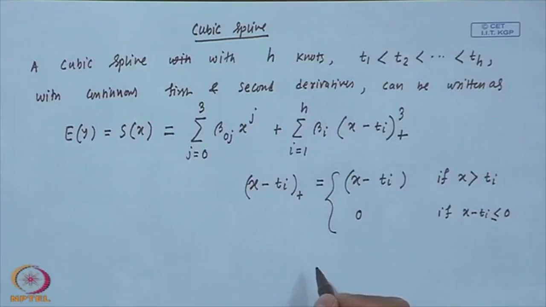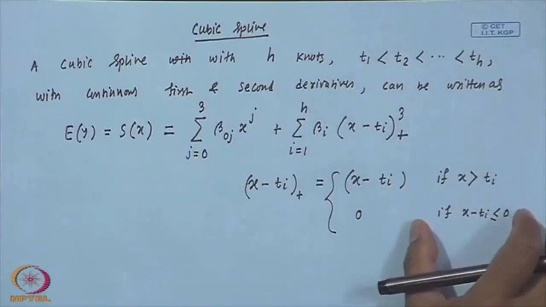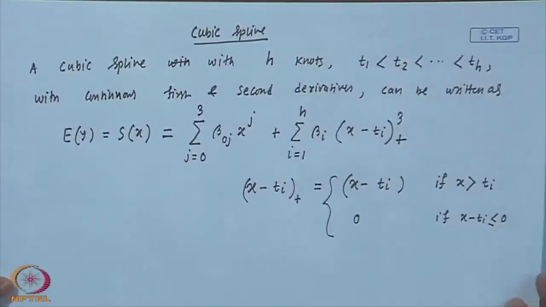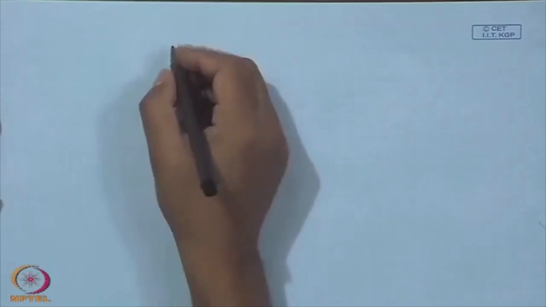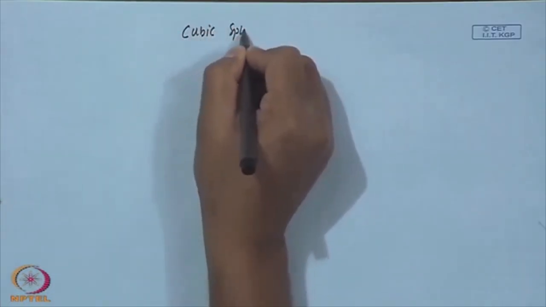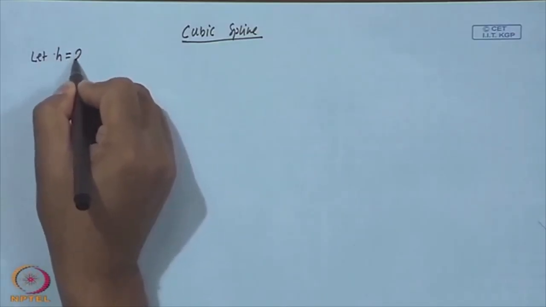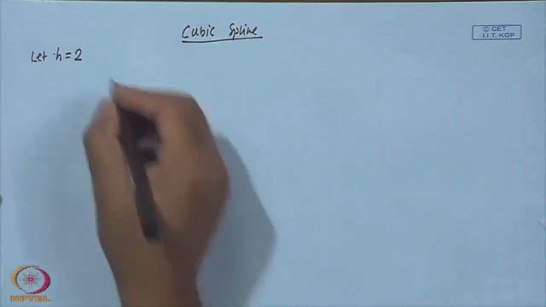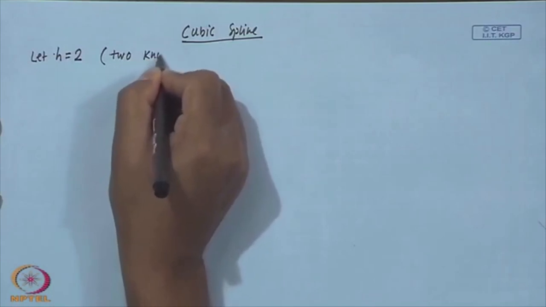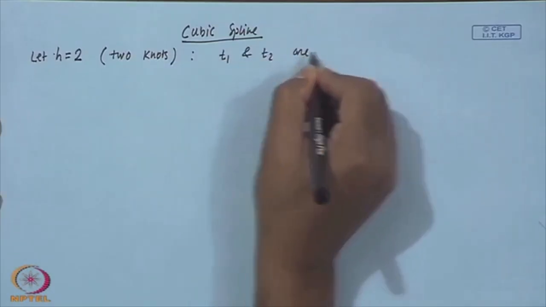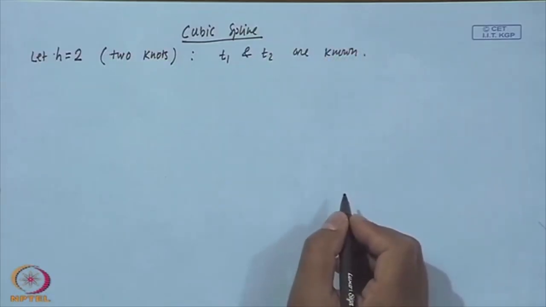Let me explain this model, since you might not be so comfortable with it at this moment. Let me explain it for, say, two knots. This is my cubic spline model, and now I'll consider a more specific case, a cubic spline where h is equal to 2. So there are two knots, that means three segments, and the knots T1 and T2 are known, we are assuming that.